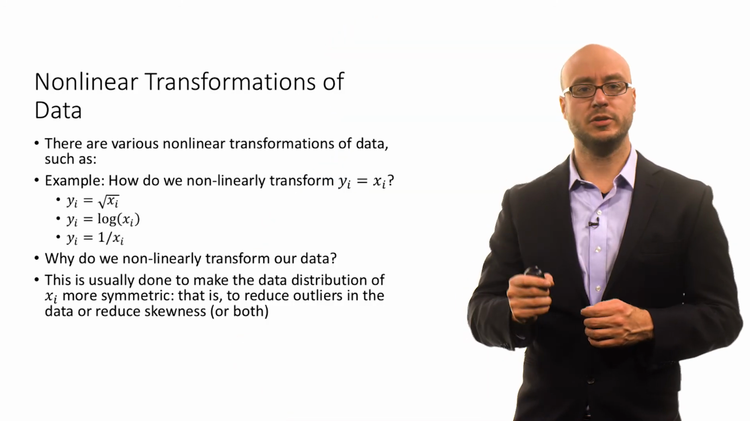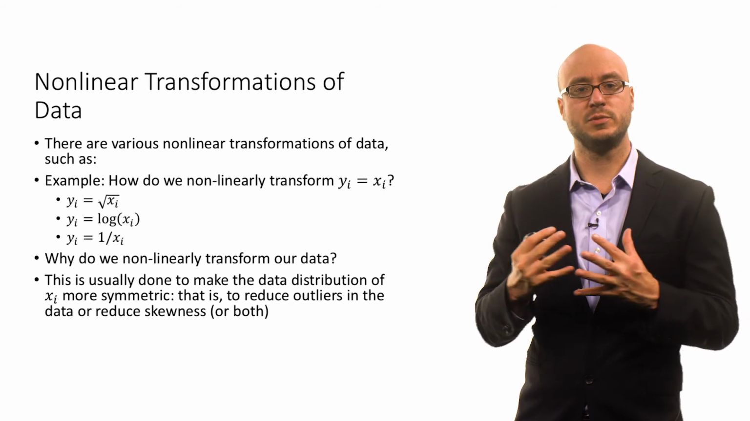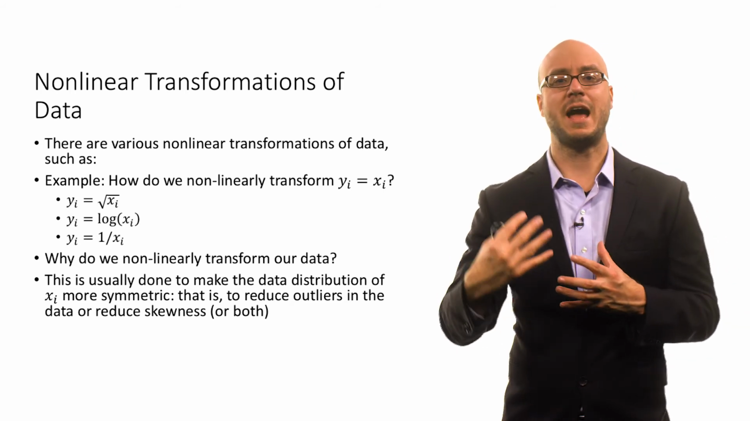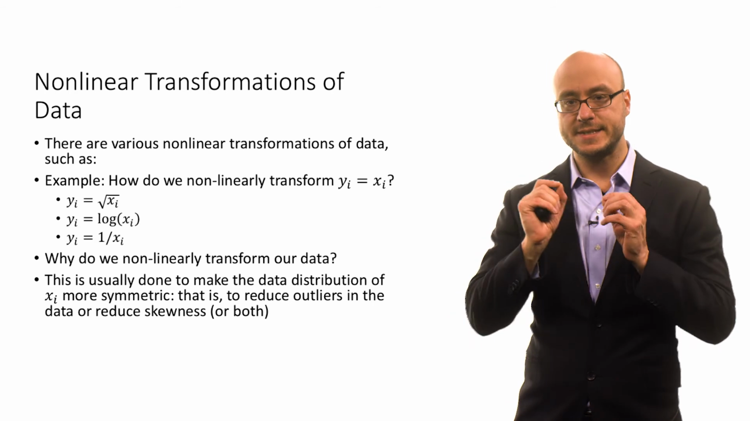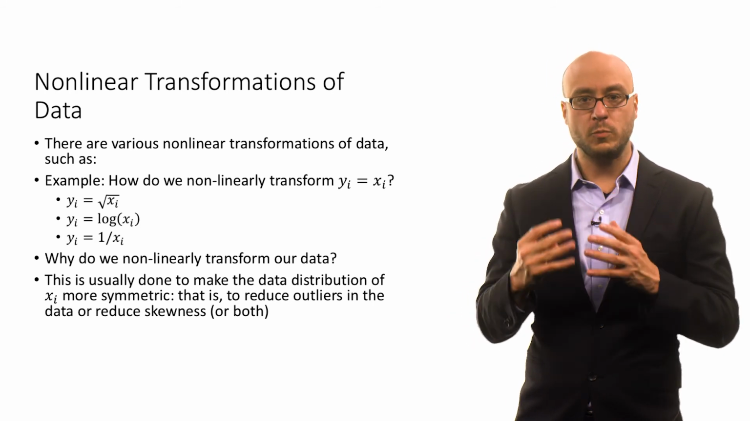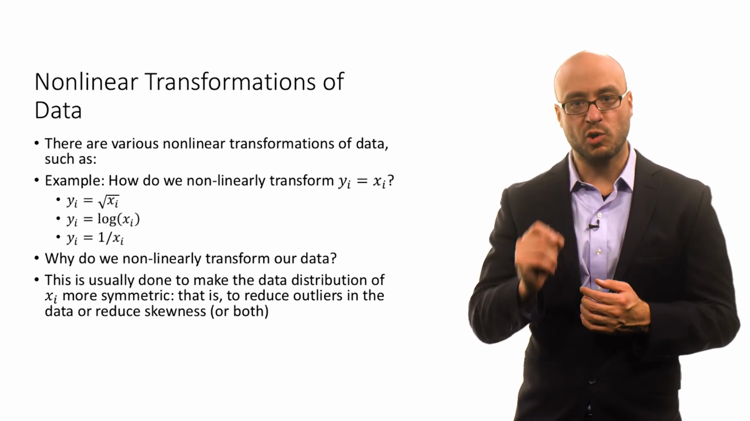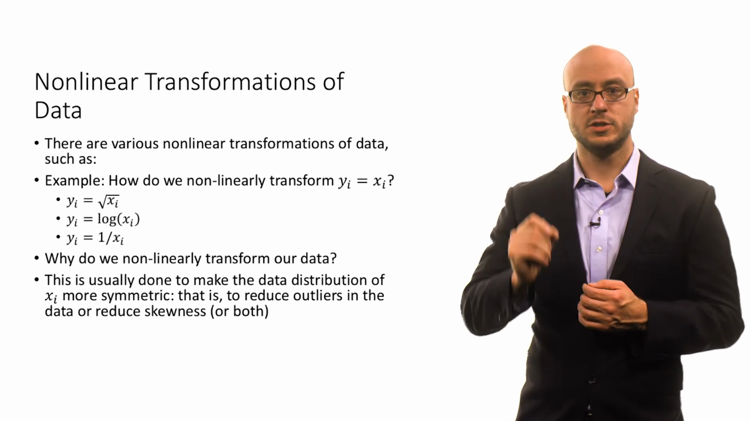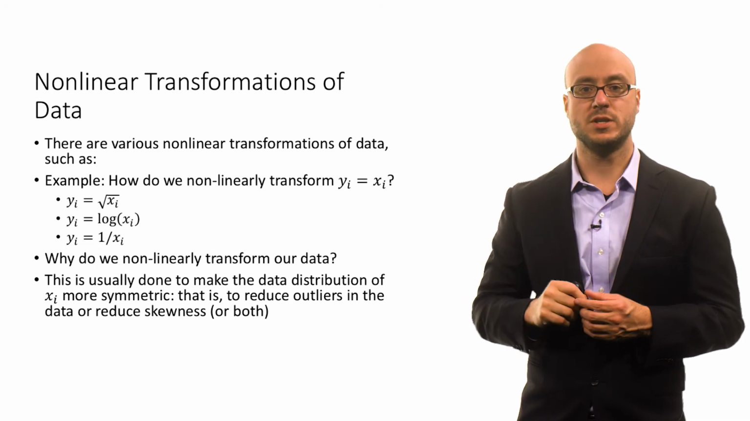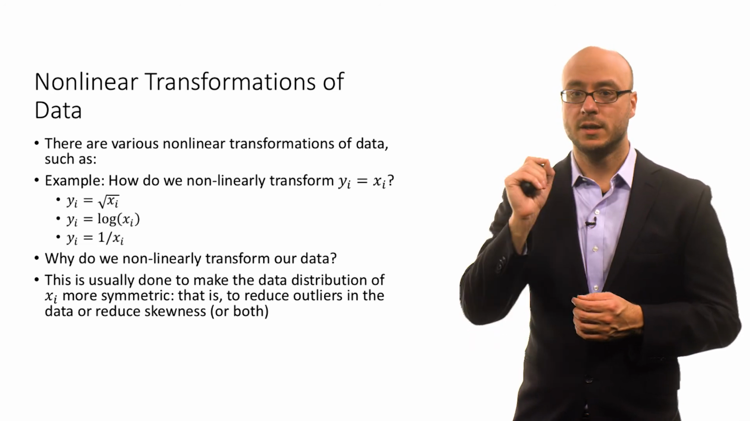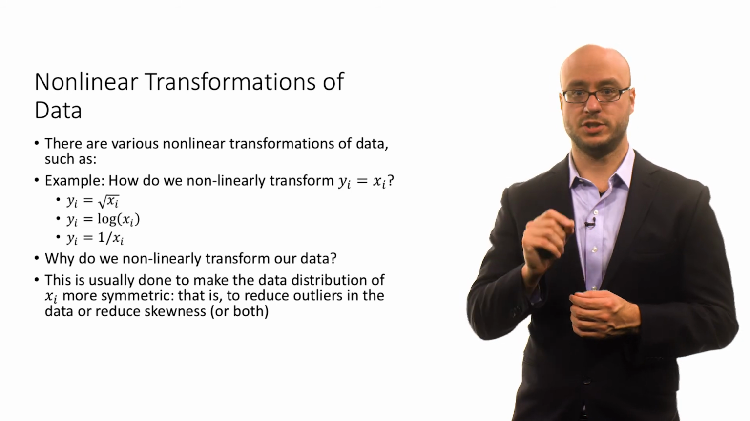But the basic idea with a nonlinear transformation is you take some set of data and you change the shape of the distribution. Now, why would you want to change the shape of the distribution? Well, usually we do it so that we can make the data distribution more symmetric. We want to reduce outliers, or we want to reduce skewness. This is very useful for when we want to use measures of association and statistical models that require the assumption of linearity. Covariance and correlation require the assumption of a linear relationship between x and y. Covariance and correlation only capture the linear relationship between x and y.